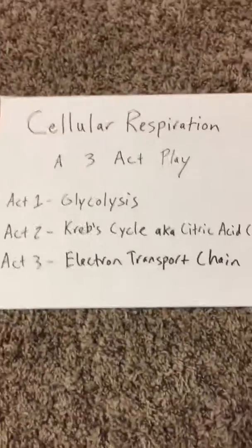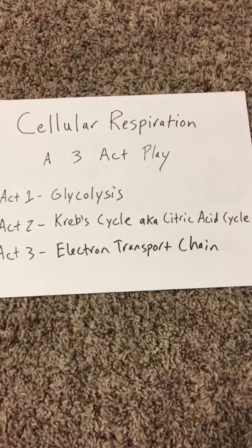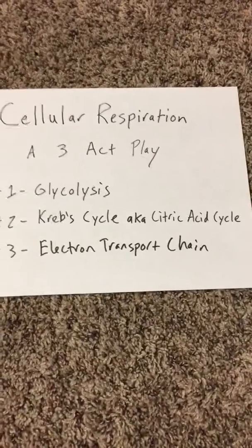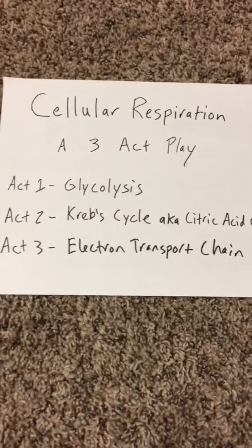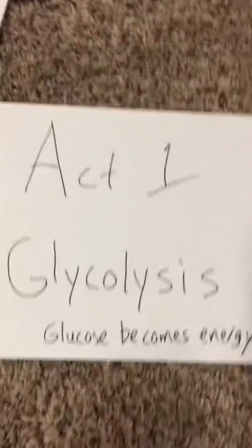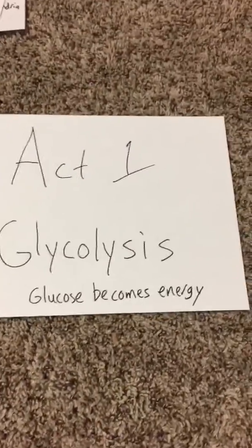So cellular respiration is a three-act play. Act 1 is glycolysis, Act 2 the Krebs cycle, aka the citric acid cycle, and Act 3 is the electron transport chain. We're going to be starting with Act 1, glycolysis. Glucose becomes energy.